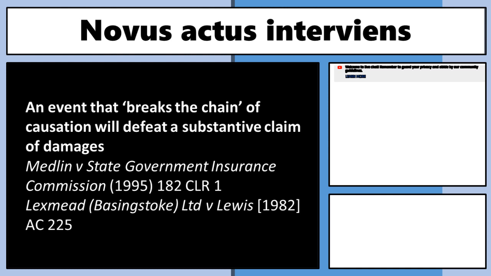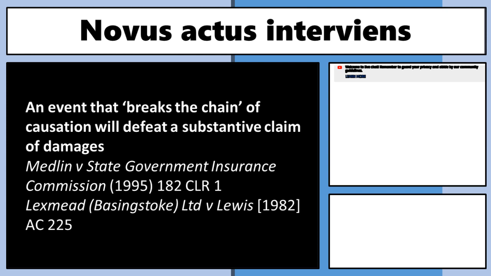I'll try to switch this one over, because the test for remoteness is a little bit more robust. The test of causation in contract law is simpler. The test for remoteness is more complex. But I do just want to note this rule here, this novus actus intervenes. Again, this is also in tort and contract as well.